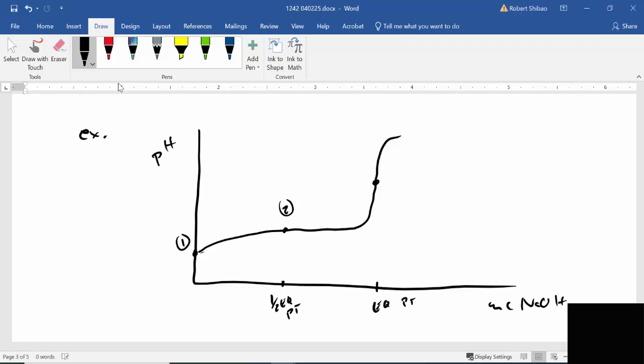And so the ones I like to do are like the 1/4 equivalence point. And the 3/4 equivalence point. And then I like to do the 1/11 equivalence point. One-11th equivalence point. And I like to do the 10/11 equivalence point.